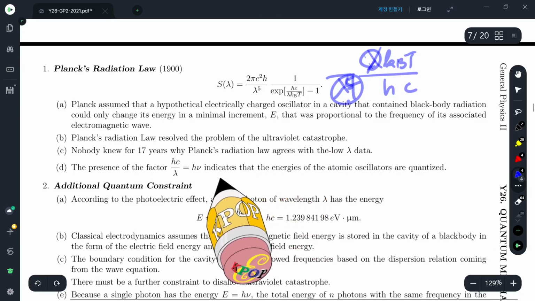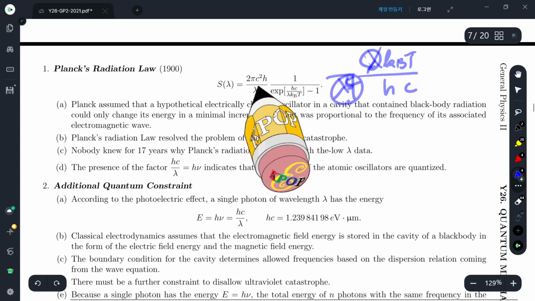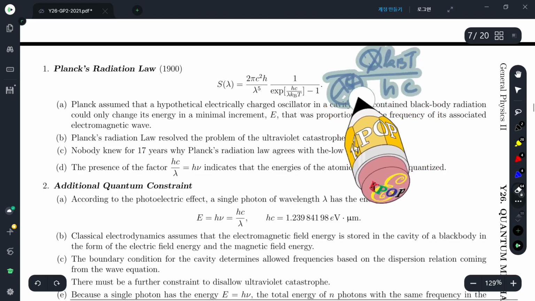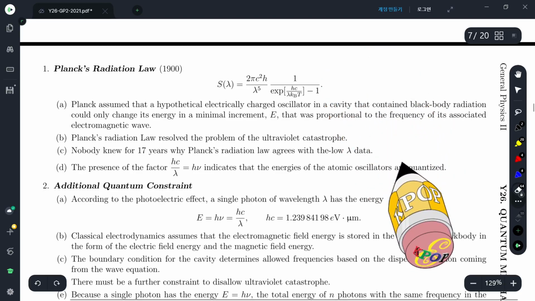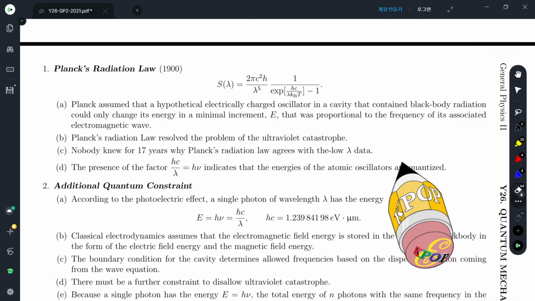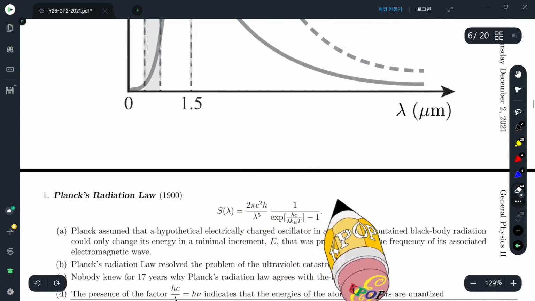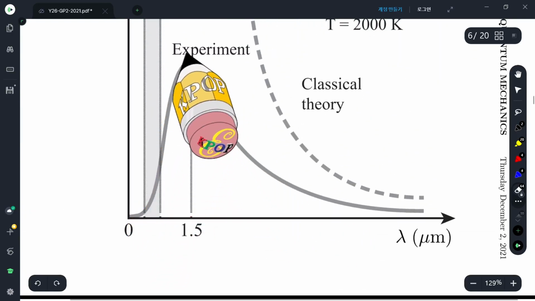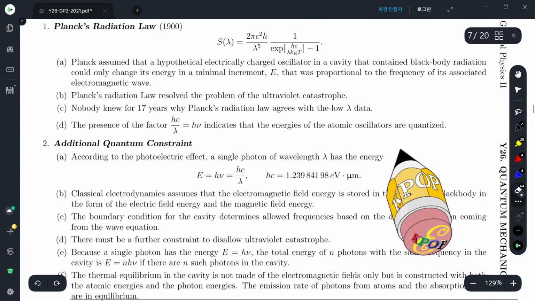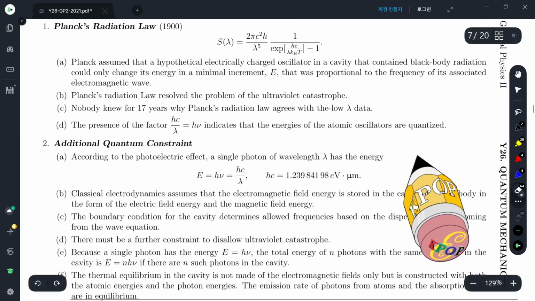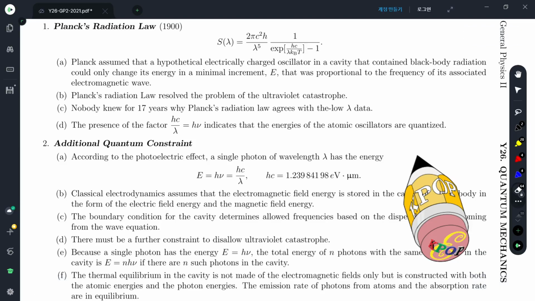Max Planck just introduced this kind of ad hoc solution to reproduce the large lambda tail, but that is not divergent in the limit lambda goes to zero. And this function fits quite well in comparison with the experimental data. But actually nobody knew the reason for this agreement.